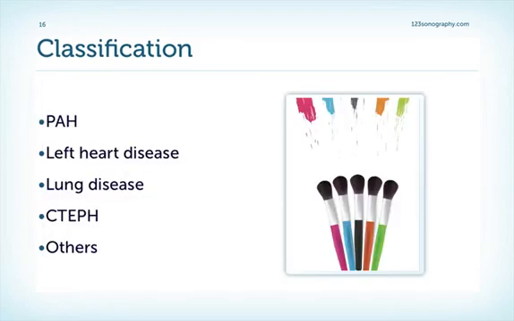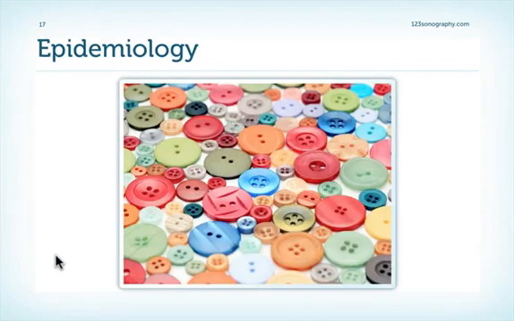Once again, let's summarize the 5 main categories: pulmonary arterial hypertension, left heart disease, lung disease, chronic thromboembolic disease, and others. Interested in some epidemiological data? Well, a survey performed in an echo lab showed that the prevalence of PH came up to 10.5%, so it's not a rare disease.